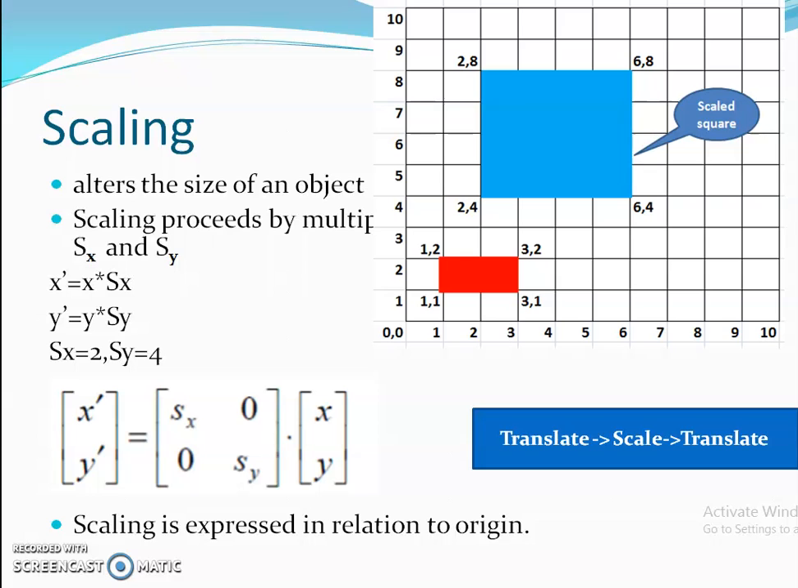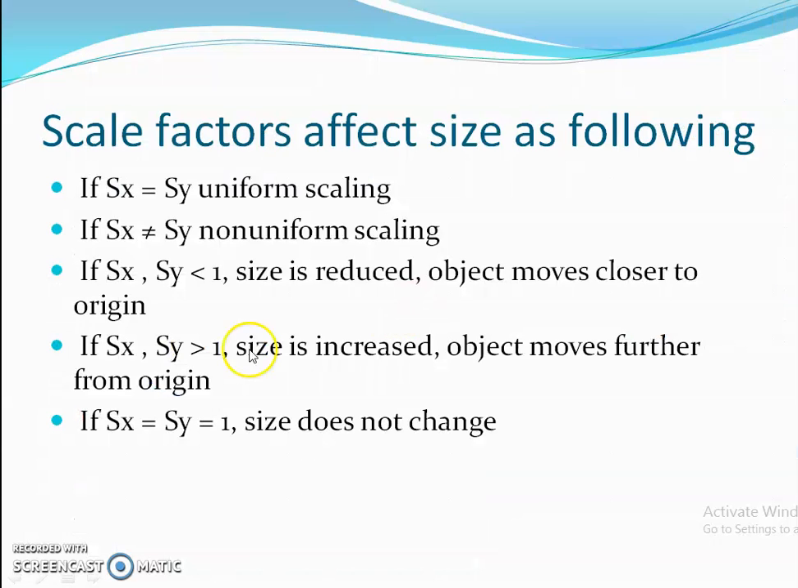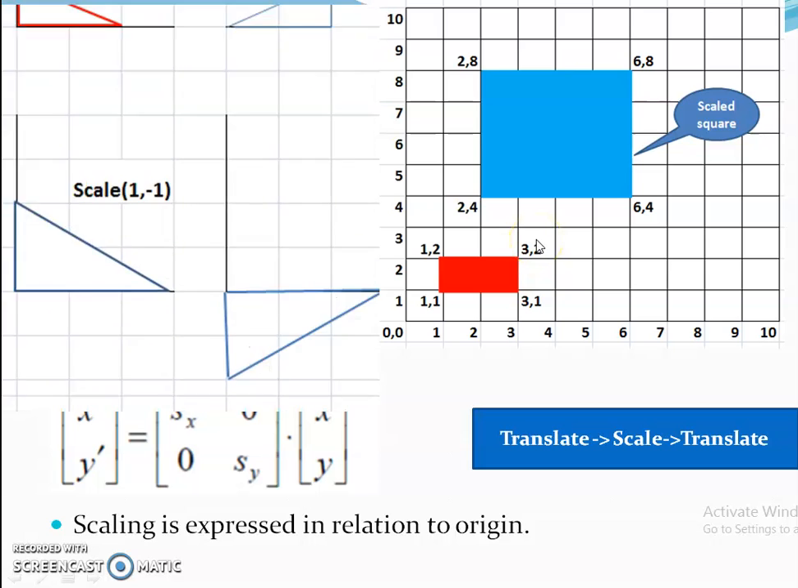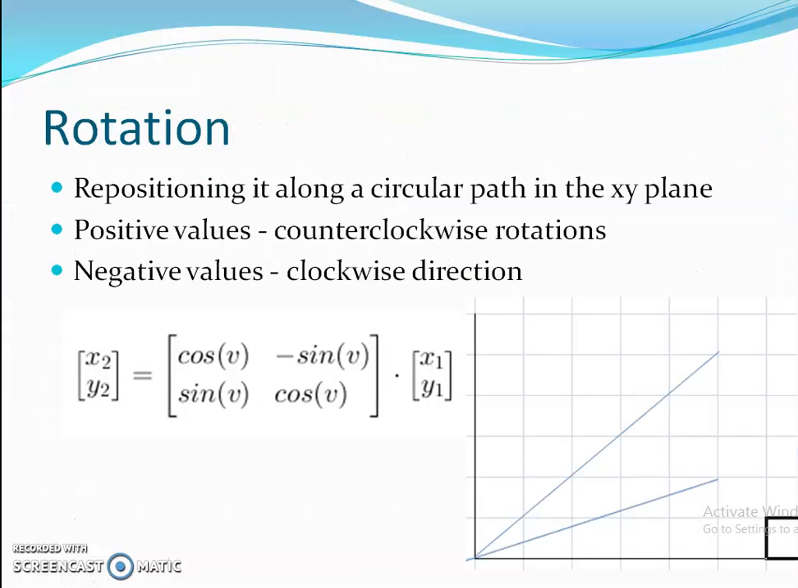Let's see here. We are scaling based on the fourth case, that is, Sx and Sy are greater than 1. So automatically the size is increased and the object also moves far away from the origin. See here, the size is increased, and if we consider this a pivot point, the object is moved far away from the origin. That's all about scaling.